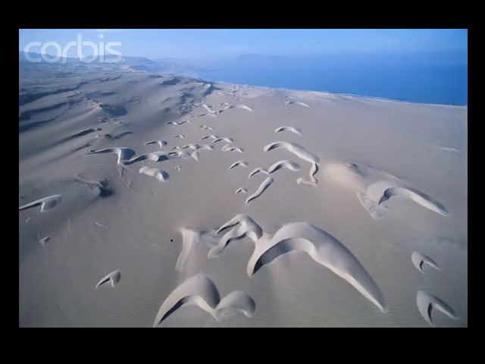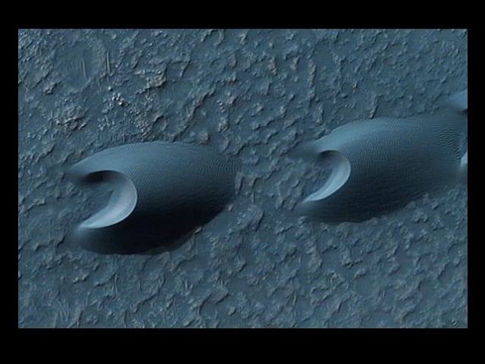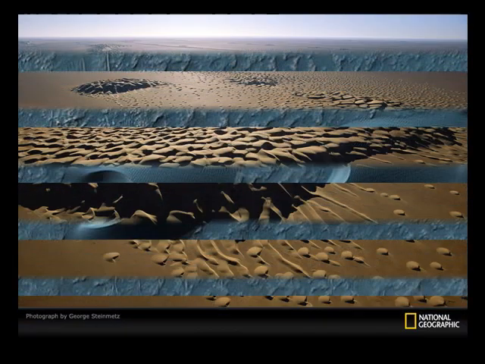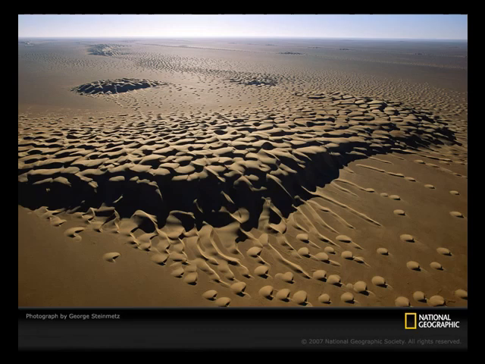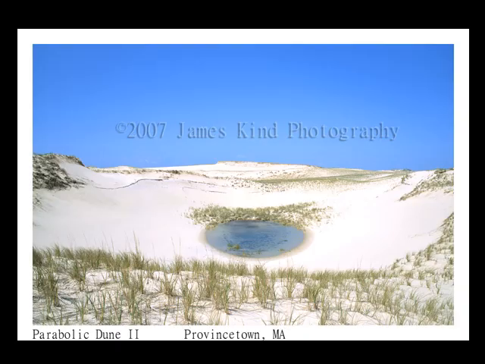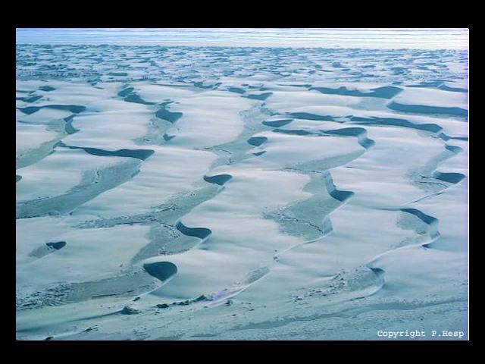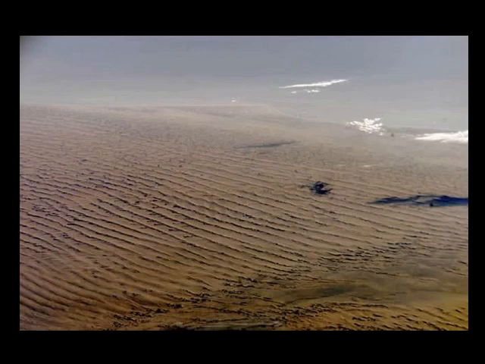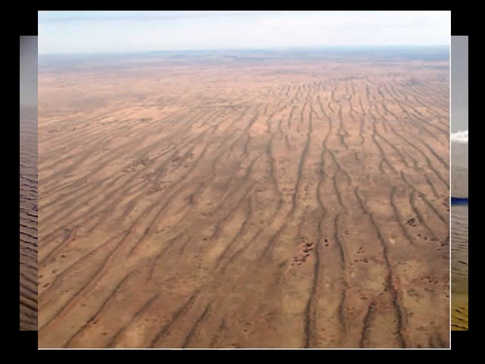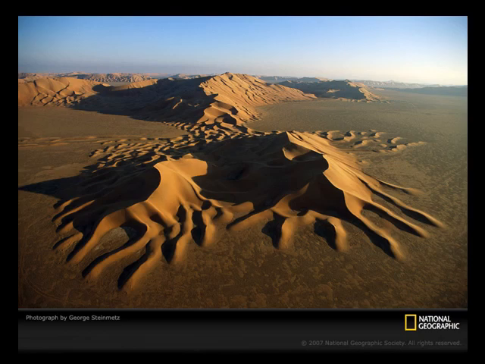The next slide shows some of the spectacular photos that were taken in desert environments. These are barchan dunes. Next. Next. It's a small lake in the middle of a desert. Examples of dunes. Here as well. Next.